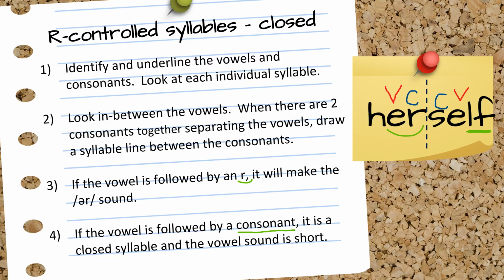Now let's look at each of the vowels and the syllables. If the vowel is followed by an R, then it will make the R-controlled sound, like in the first syllable in the example, her. If the vowel is followed by a consonant other than R, then it is a closed syllable and the vowel sound will be short, like in the second syllable, self. Her, self, herself.